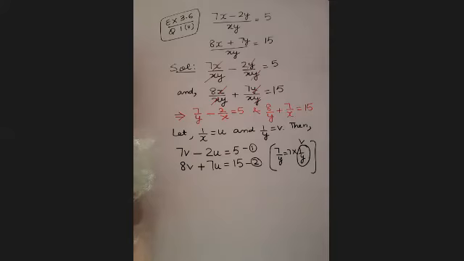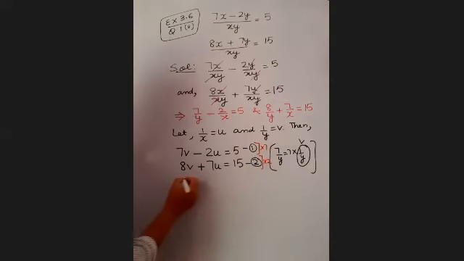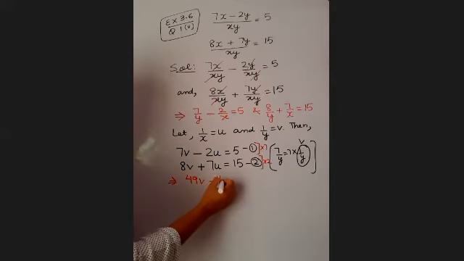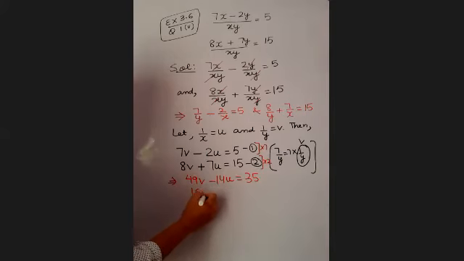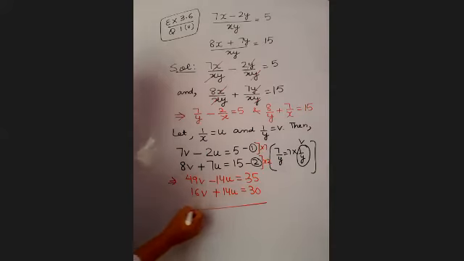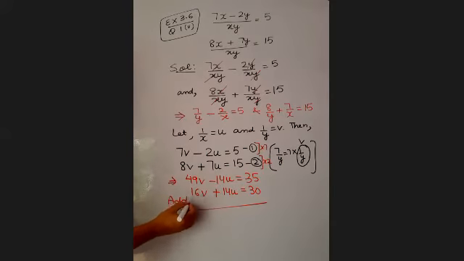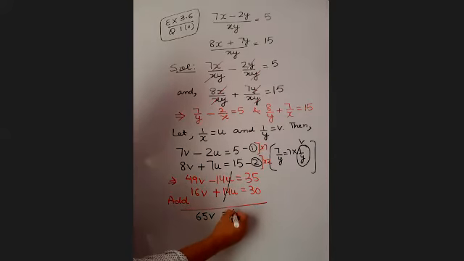Shall I multiply this by 7 and this by 2? So what do we get? 49v minus 14u is equal to 35, and 16v plus 14u is equal to 30. Add them. Now if I add these equations, minus 14u plus 14u cancelled. 65v is equal to 65. So v equals 1.